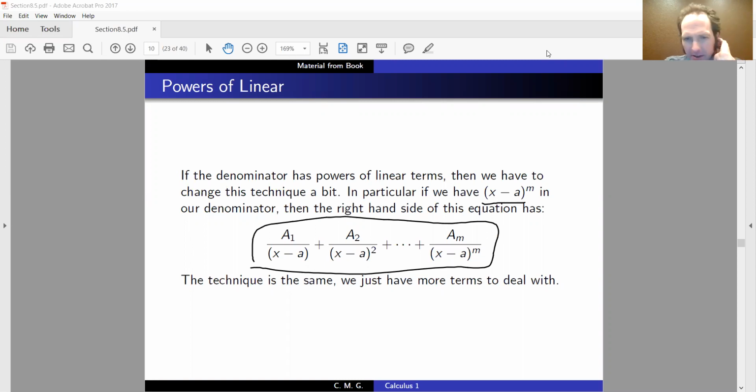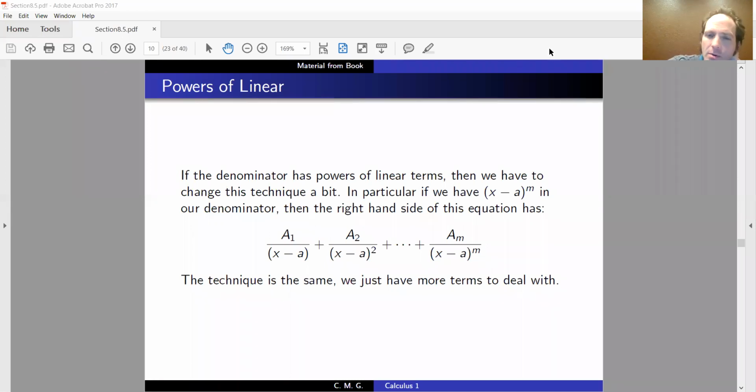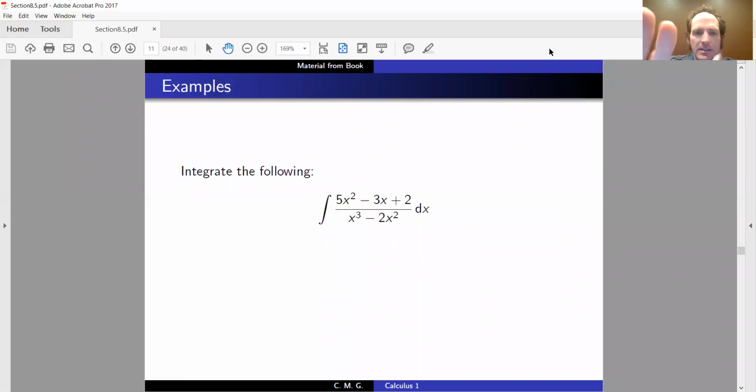Okay, and we'll do an example of this that I think makes it a little bit clearer to see, but that's the idea. The technique is almost exactly the same. I just have more terms to deal with here. So I've got more to work with. So let me give you an example.